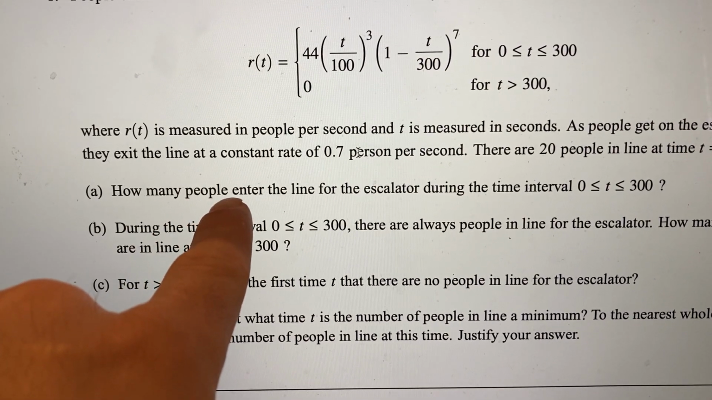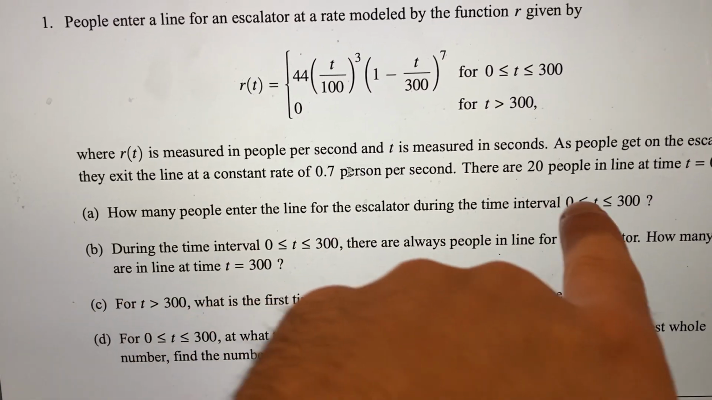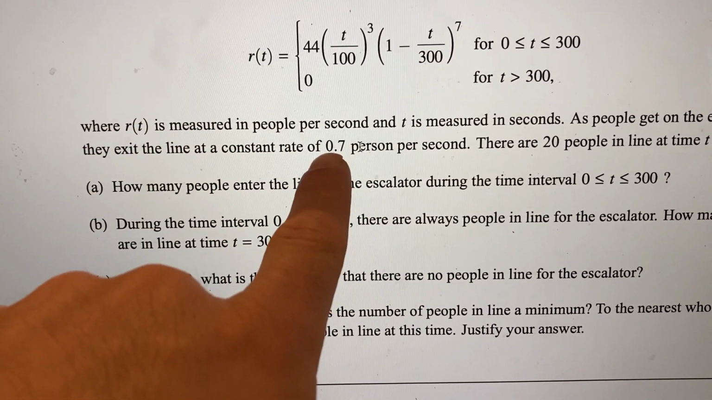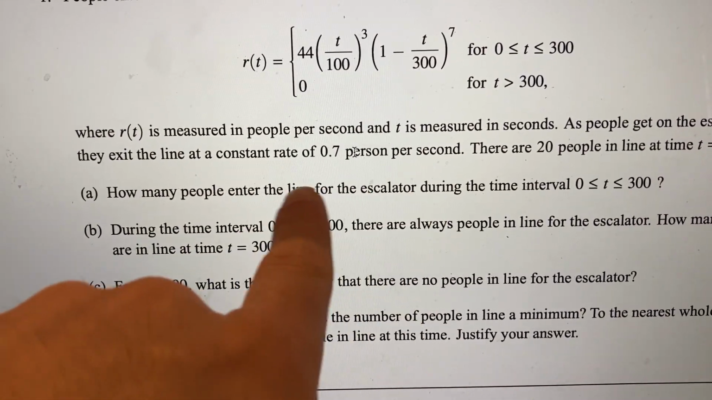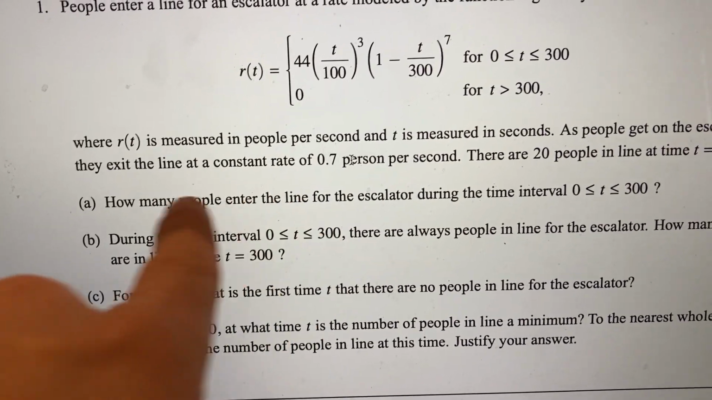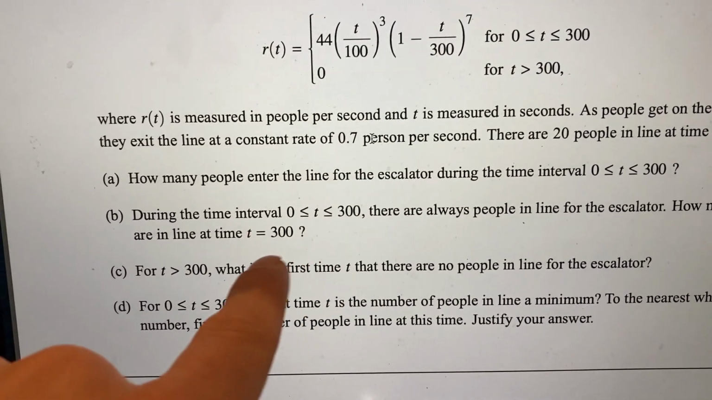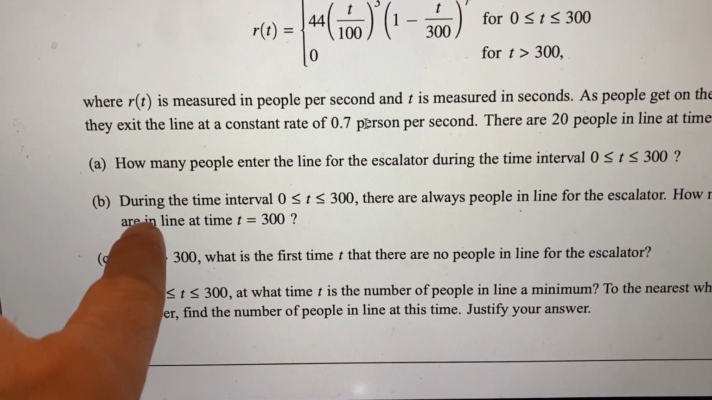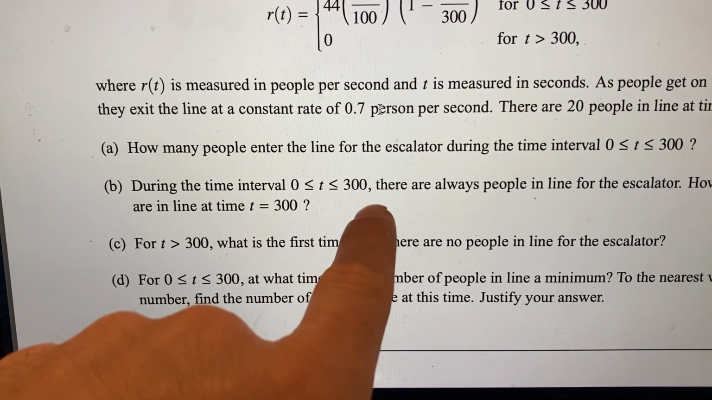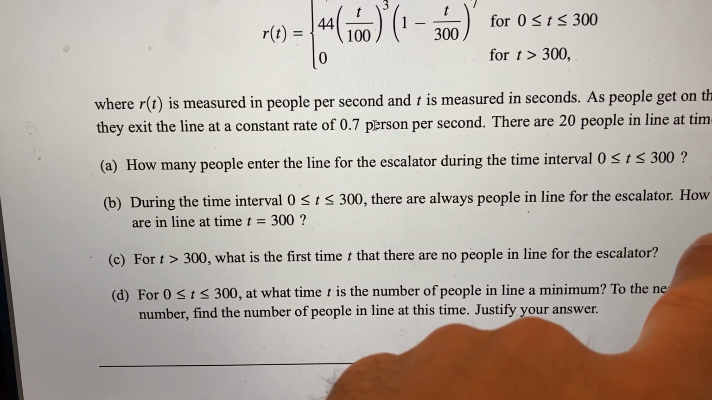So, you just need the integral from 0 to 300 of this function. You don't need to use 0.7 because it doesn't talk about people exiting. It just talks about people entering. So it should just be the integral from 0 to 300 of this. Calculator, done.